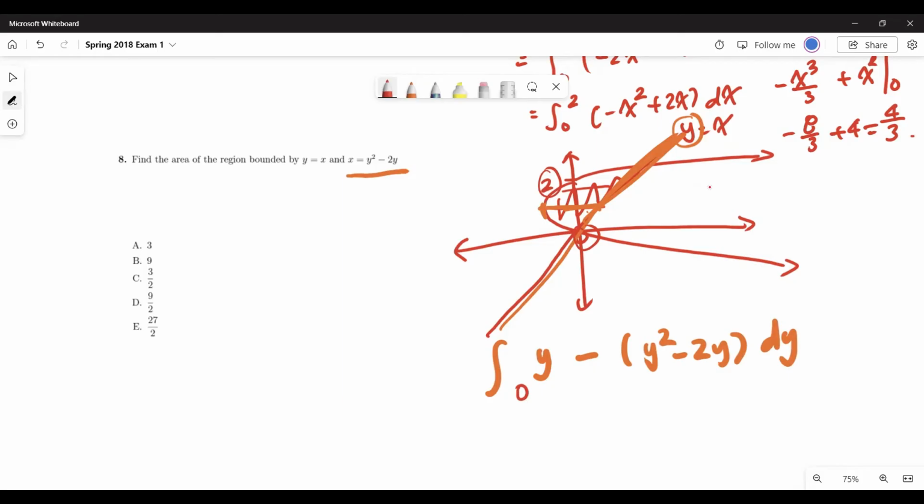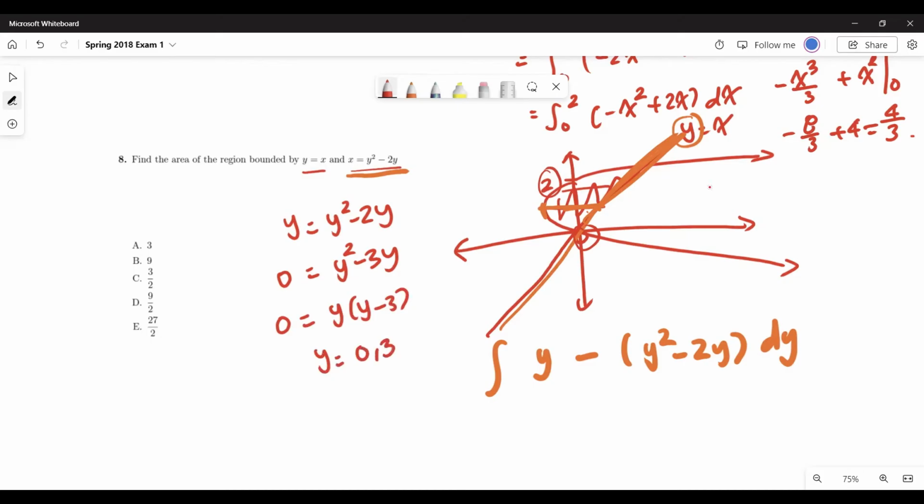Actually, let's just check that. It might not be 0 to 2. So let's write y equals x and x equals y squared minus 2y equal to each other. So it's going to be y equals y squared minus 2y, and it's going to be y squared minus 3y equals 0. 0 equals y times y minus 3, y is 0 and 3. Oh, I wasn't right. So the intersection points were 0 to 3. Okay, so you have to find the intersection points, not just assume like me.